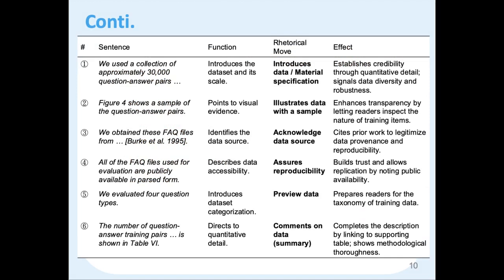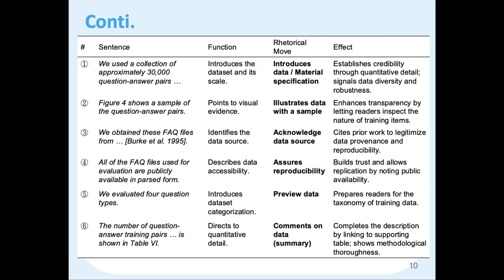Now, let's elevate that analysis by understanding the academic logic behind every sentence. Sentence 1, which introduces the dataset and its scale, uses the rhetorical move of introducing data and material specification. The effect is direct. It establishes credibility through quantitative detail and signals the data's robustness. Sentence 2, by pointing to a visual sample, illustrates data with a sample, which enhances transparency. Sentence 3, which identifies the data source, makes the move of acknowledging data source, which is crucial because it cites prior work to legitimize provenance and reproducibility.